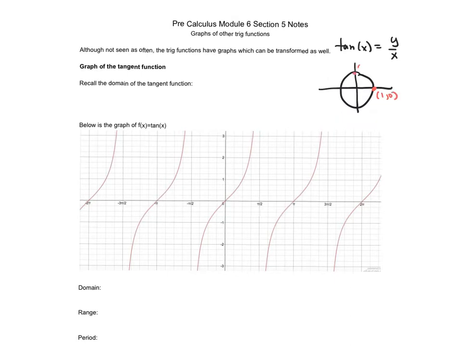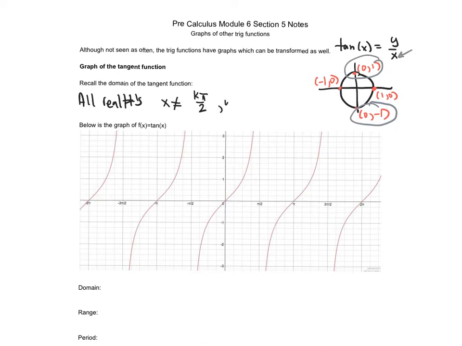So if I look at the unit circle here, I can figure out where tangent is undefined and define its domain. Since things are undefined when the bottom is 0, we're really looking where the x value is 0. That would be up here and down here. Those values would be pi over 2 and 3 pi over 2. So generally we say the domain of tangent is all real numbers except x equal to k pi over 2, where k is an odd integer.